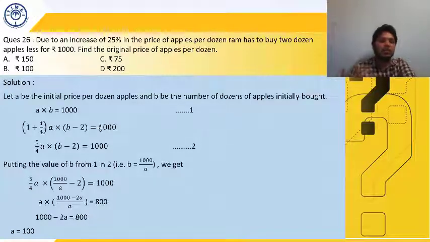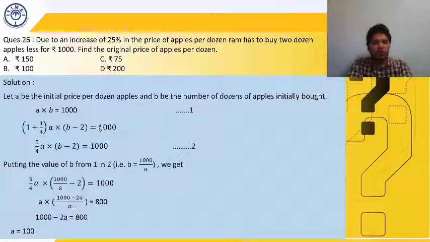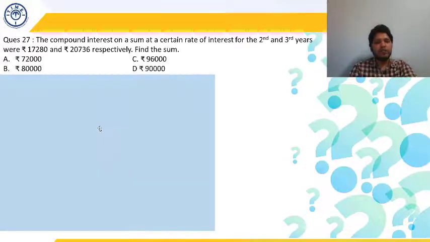And what is the number of dozens of apples he is purchasing now? It is B minus 2. So 5 by 4 times A into B minus 2 is going to be 1000. Now just solving these two equations in two variables, we know how to solve them, and we got the value of A to be 100 rupees. I hope it is clear to most of you. Okay, so let's start. Let's do the next question.